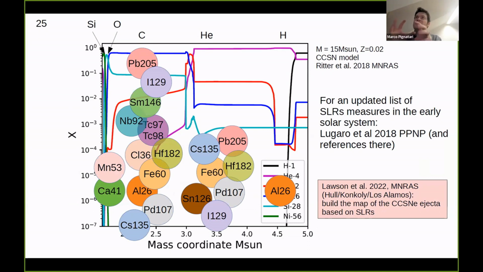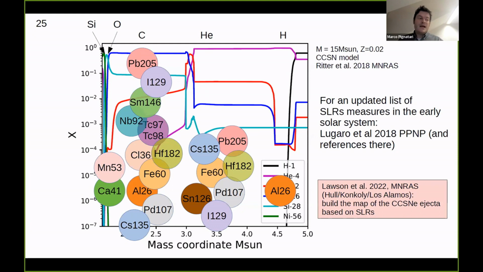And of course, it's not possible to measure them directly, but by looking at the isotopic anomalies it's possible to infer that some of them were around when the solar system formed. And the interesting part is that many of those are made in core-collapse supernovae, made together in different parts of the core-collapse supernova ejecta.